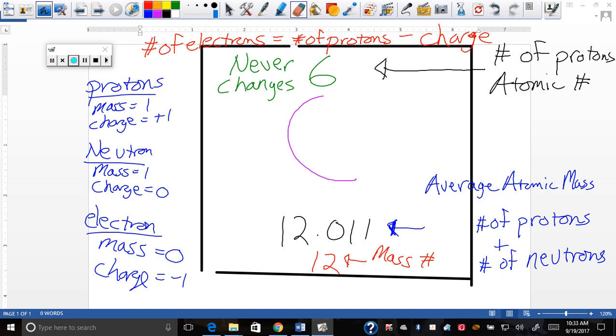How can you tell the number of protons? What do you look at? Atomic number. Can you calculate the number of neutrons from the mass number? Yes, you can. You can calculate the number of neutrons from the mass number and the number of protons. The number of electrons is found by doing the number of protons minus the charge. All that information you're going to need to know.